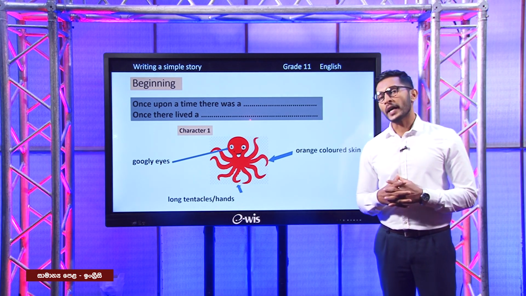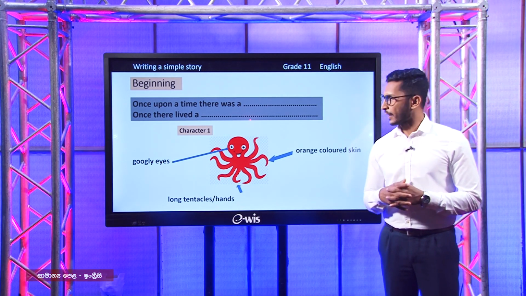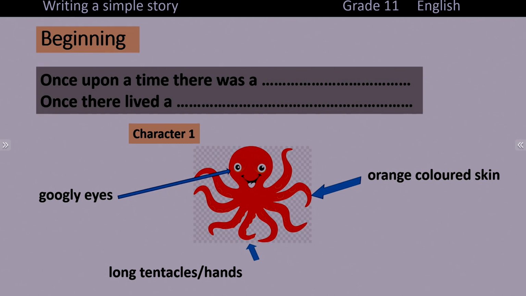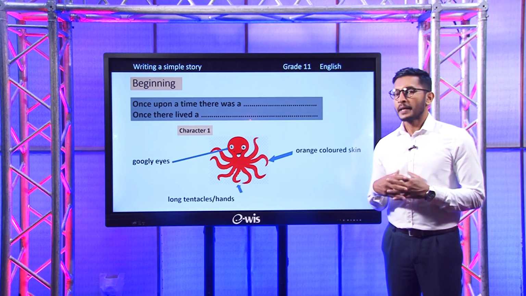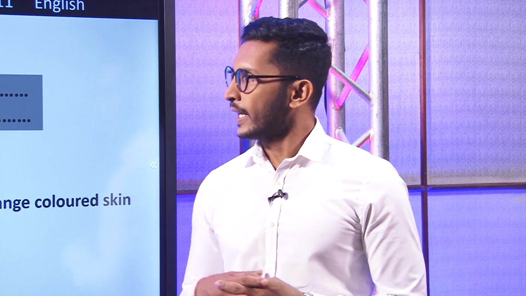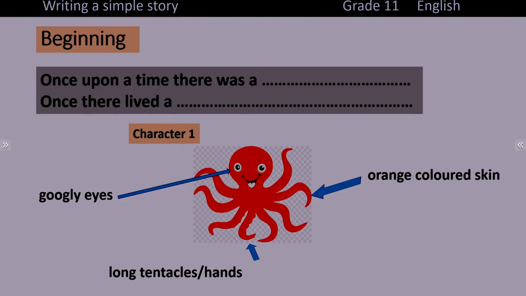Now we are going to write the beginning of the story, the first paragraph. When we write the beginning of the story, here I have given you 2 ways to start with. Remember, there's no other method to start a story. You can start your story in many different ways. Here, this is the way I'm going to start my story. Once upon a time, there was a, or you can also say, once there lived a.